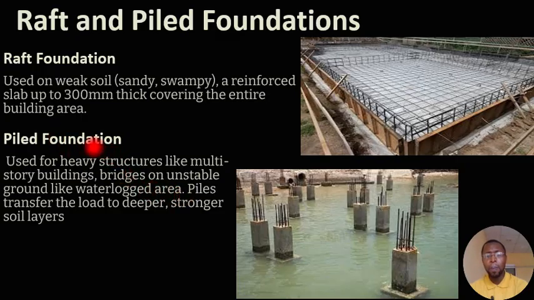Pile foundation consists of piles. So these piles transfer the load to deeper and stronger soil layers. You can see this is the example of the pile. So it's a foundation that is made up of piles. Now the pile is taken down into the waterlogged area. It goes down into the deeper part of the area and gets down to the stronger part of the soil so that the building does not sink.